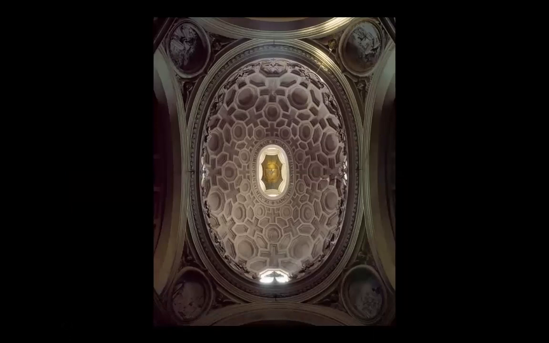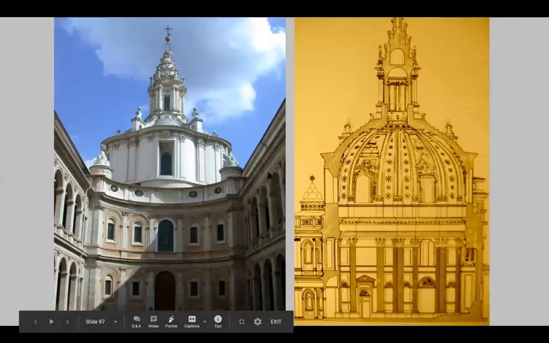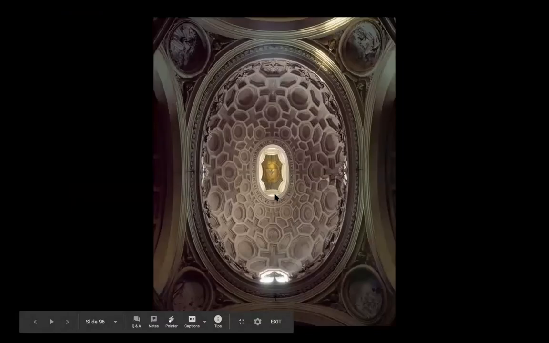So very few Borromini buildings look like everyone else. He is not going to use a circle, right? So he uses an oval, and he uses coffers. And notice how the coffers are a bunch of octagons and crosses, right? So, of course, crosses being symbolic of Christianity, that lead up to a bronze dove that represents the Holy Spirit.